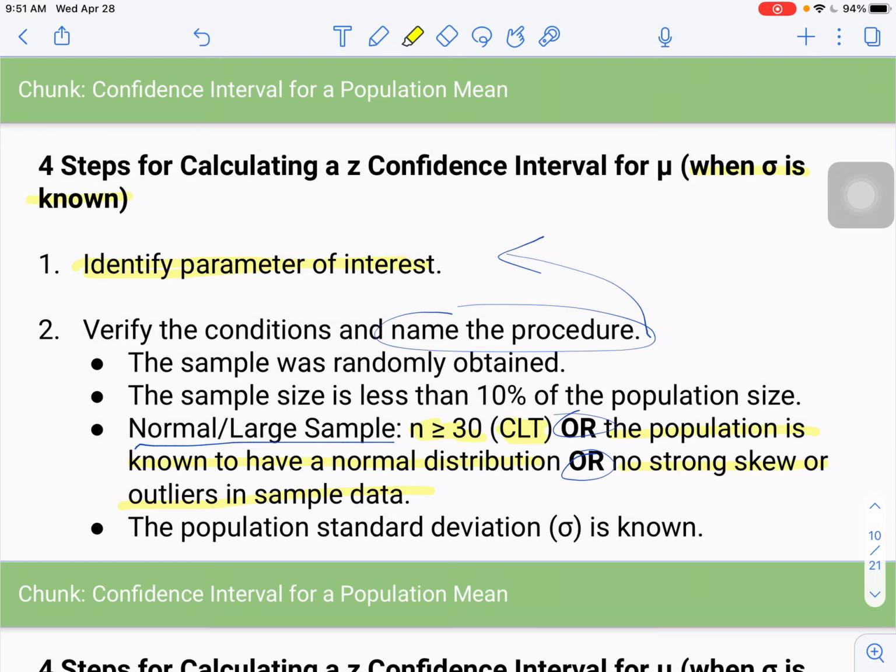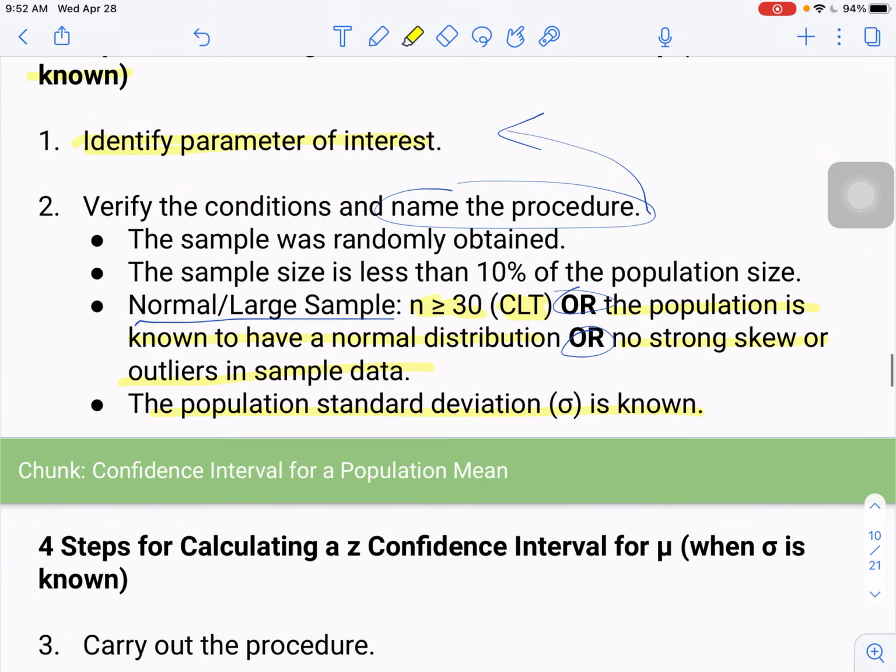A lot of times we'll do that by either making a dot plot or making a box plot. If we're using our calculator, it's pretty fast to make box plots on our calculator, so that's usually the way we're going to do that. And then, as I mentioned, the population standard deviation has to be known in order to use this process. Okay, so that's step two.